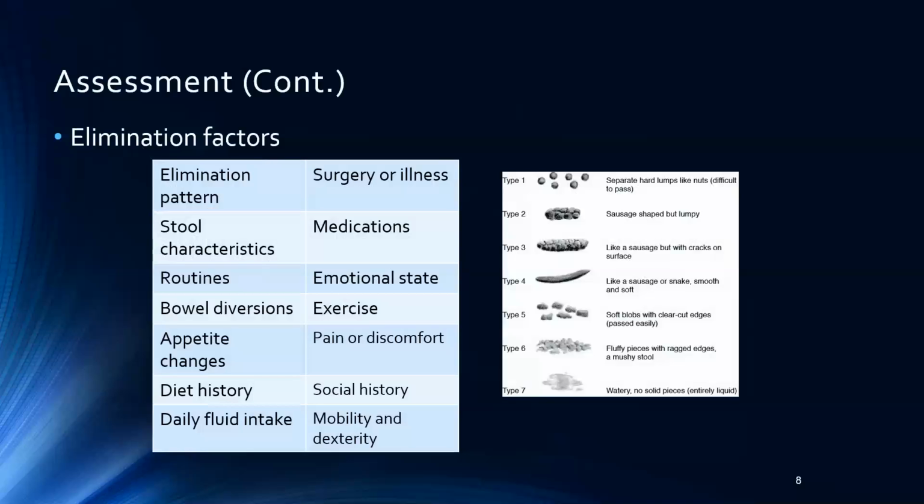You need to know if there's any presence or status of bowel diversions. Have they had any surgeries or issues where they may have a bowel diversion? And then any changes in appetite you should note. And what their emotional state is. Maybe they have diarrhea at this point because of their emotional state. What medications are they taking? Do they have a history of exercising and now they're not exercising because they are in our hospital? Do they have any pain or discomfort when they're having a bowel movement? All of these things need to be evaluated when taking care of a patient.